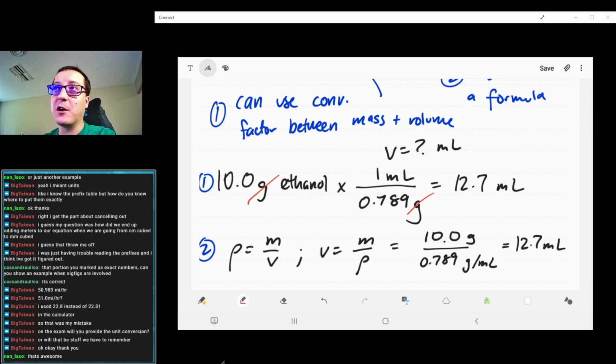We'll continue this tomorrow. We'll talk about density again, and we'll talk about specific heat capacity. It's another conversion factor we'll deal with. And so we'll do that tomorrow.